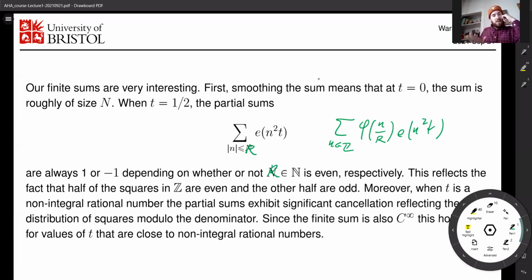But ignoring the smoothing factor for a moment, let's get a little acquainted with this exponential sum. The first thing you can easily compute is when t is equal to 0. Again, when t equals 0, each of these is 0, and so this whole thing is 1. I'm really just counting the number of points up to size r. That's of size r, of course. That's really big.